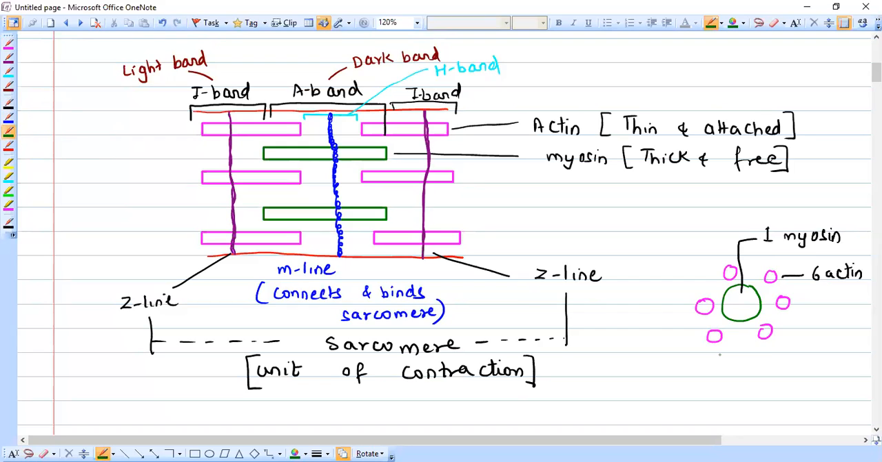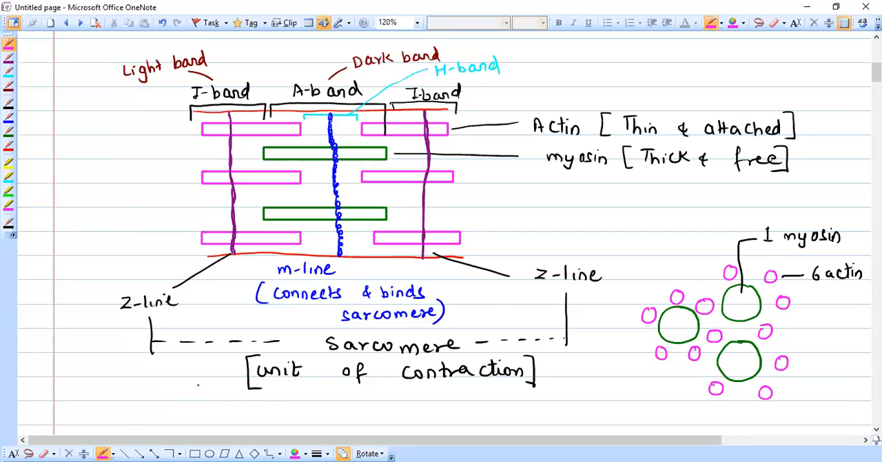Now for example, if I draw this as the myosin, there are already 2 actin present here, 1 and 2. So I will add 3, 4, 5 and 6. Like that it will be 6. Now if I draw one myosin like this, you can see 1, 2 and 3 already present. So we draw 4, 5 and 6. So you need to remember, for every 6 actin, there is one myosin.